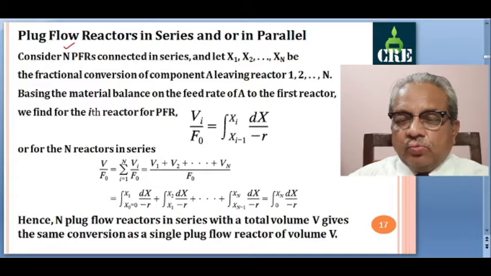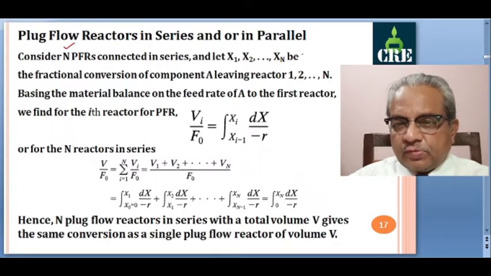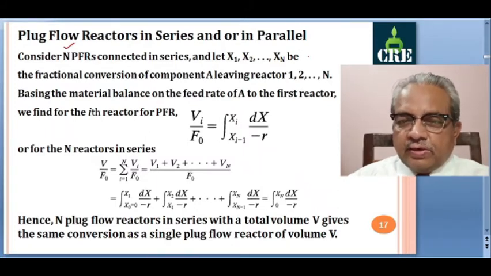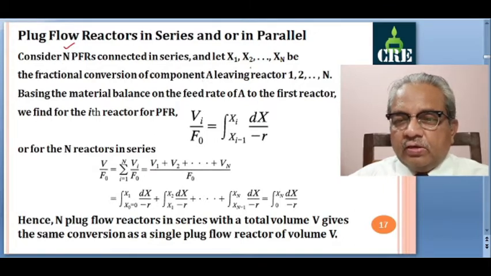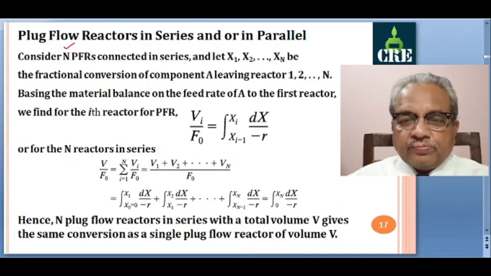Let x1, x2 and so on up to xn be the conversion from the first reactor, second reactor and nth reactor. The species A we are not writing, we have dropped it here because we want to use the same notations as in the book. You can write it as xa1, xa2, xan. So we'll use it intermittently. Sometimes we'll use xa, and at times for general cases we'll drop that a. The fractional conversion of the component A leaving the first reactor, second reactor and nth reactor.